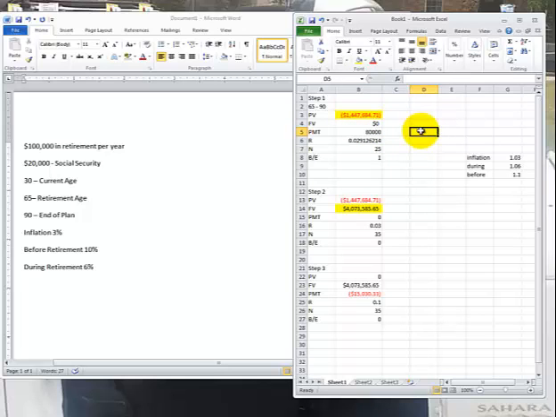Okay? So hopefully this gives you an idea of how we will use Microsoft Excel to answer our problem regarding retirement. If you have any questions, please let me know. I'm here to help.